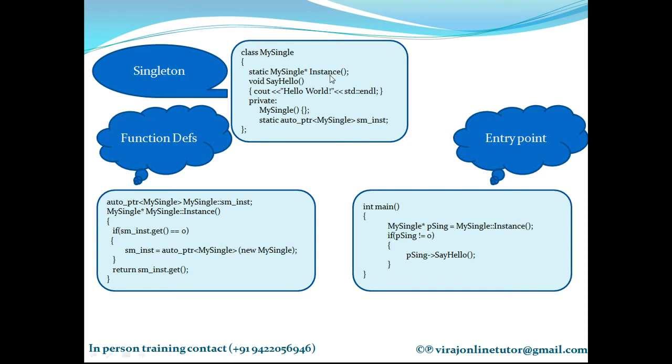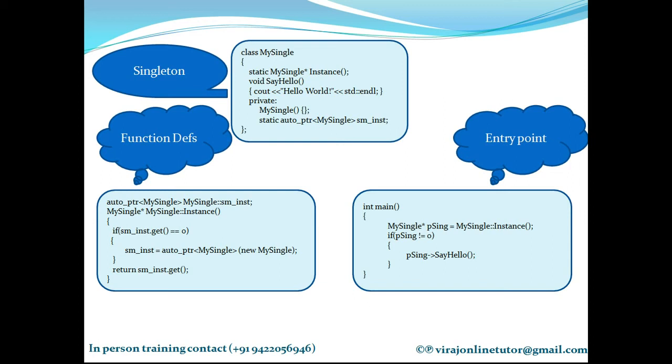Okay, so this instance function returns the object of type mySingle, because whoever wants to create an object of mySingle will invoke this function instance, and will get the object mySingle. I have also defined a function called say hello, just to make it fancy. It is just going to print hello world on the screen, nothing big deal.